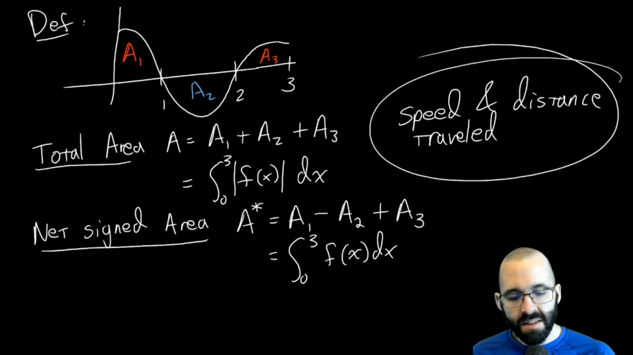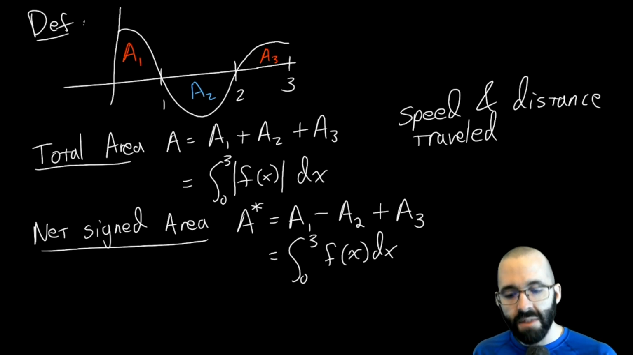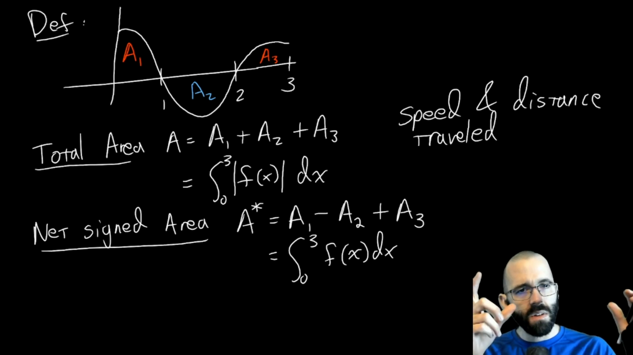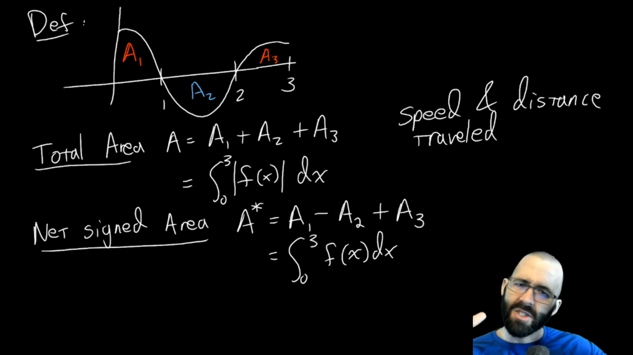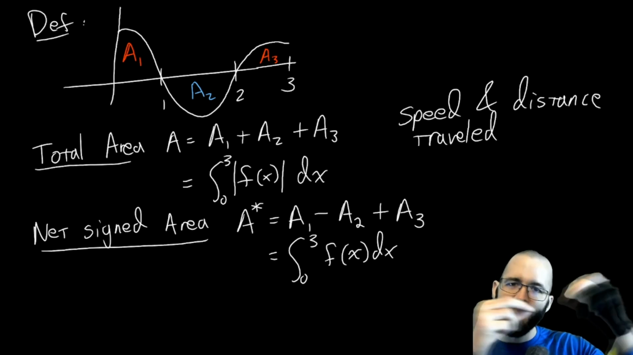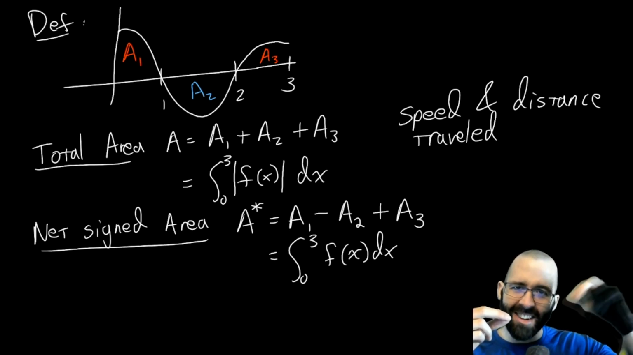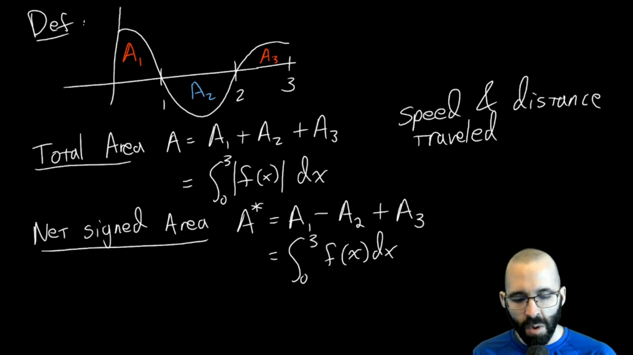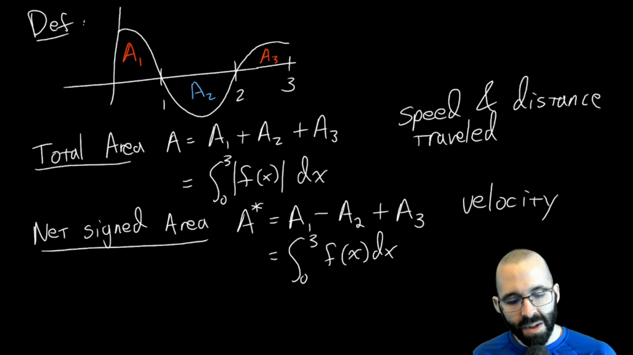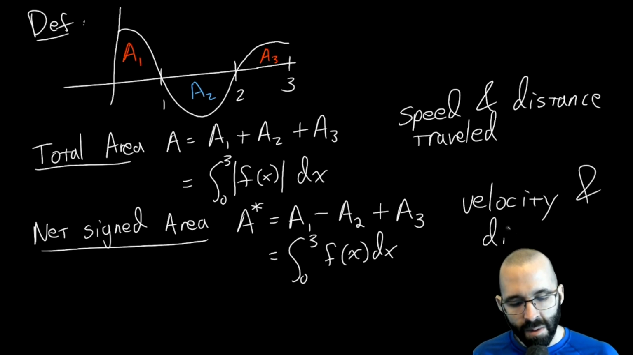Okay, and if this total area is speed and distance traveled, well, what's the analog, the correlation? What's the other attached part? English is hard. If you have negatives, it won't be speed anymore. It'll be velocity. And it won't be distance traveled. It'll be displacement.